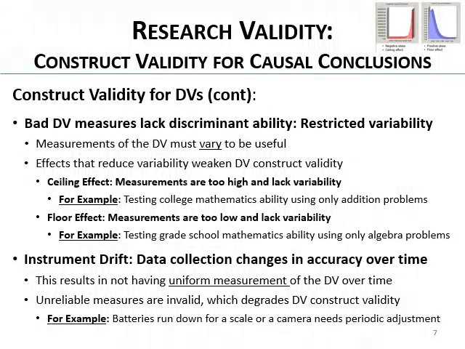So just as an example, for some reason you've got something that uses batteries on a scale and you're weighing things or weighing people, and over time the batteries wear down, you get cruddier and cruddier, less accurate ratings over time. That would cause this sort of problem of instrument drift. Or maybe you have a camera as part of your study and you actually need to adjust it because it kind of shifts over time, and you fail to do that, you're going to have a slow sort of degradation in your DV measurement over time. That is instrument drift, and it messes up your construct validity for your DV.